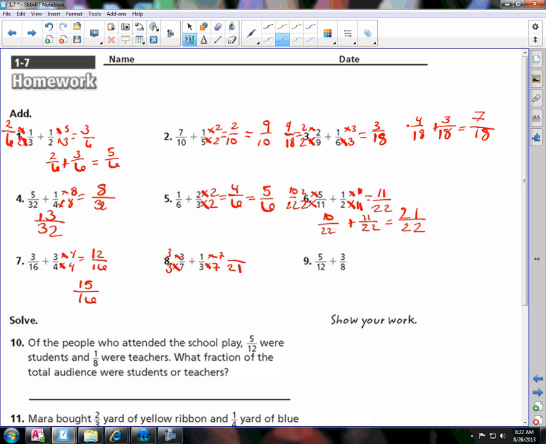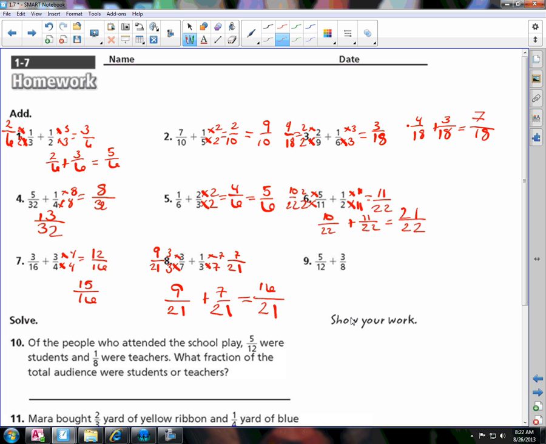Okay, so I have 7/21 plus 9/21. So when I work this out, I've got 9 21sts plus 7 21sts. Okay, and then when I add them, I just add straight across, so I get 16 over 21, 16 21sts. Again, finding the common denominator.